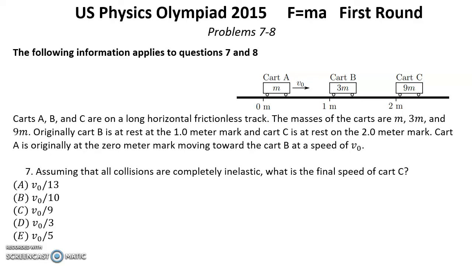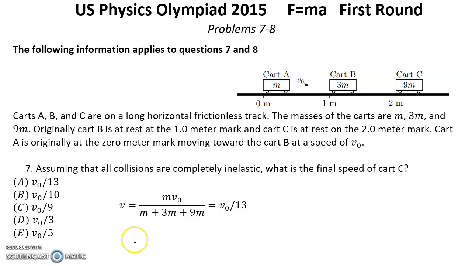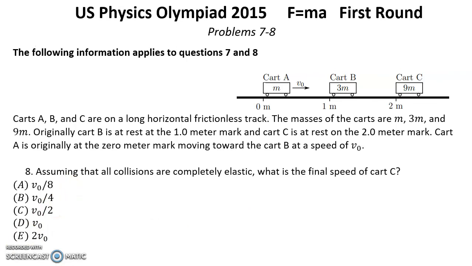Solution. Because all collisions are inelastic, finally all these 3 carts will move together and cart C will move with the velocity of the center of mass of the total system. And this velocity we can find from this formula. The velocity of the third cart will be the total momentum m v0 divided by the total mass, which is 13m, and the answer is v0 over 13, which is A.